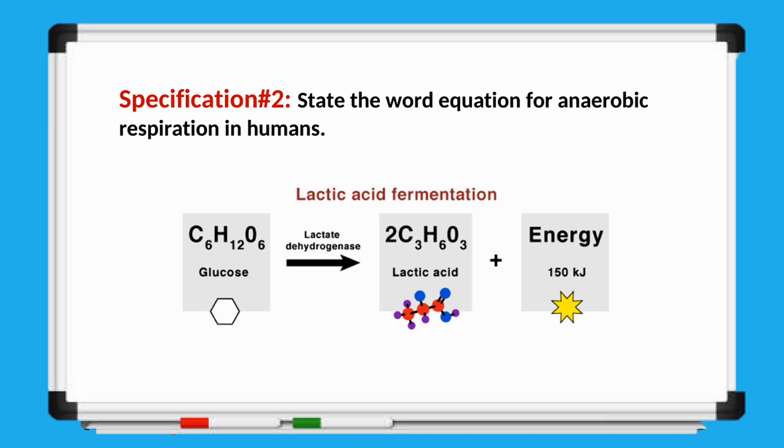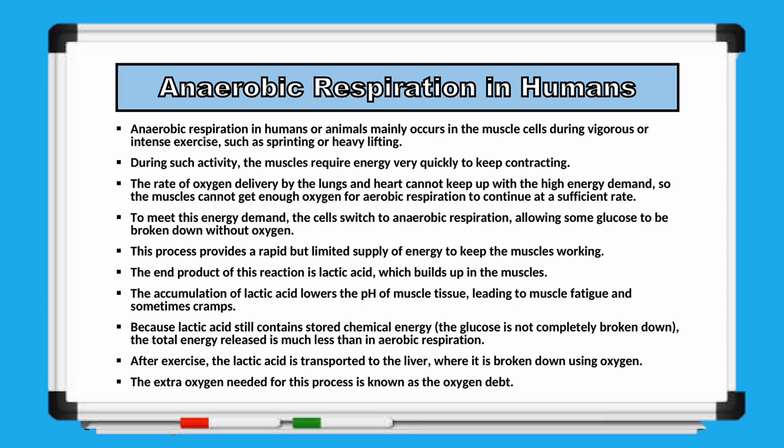It's that simple. The energy released is relatively small compared to when oxygen is used, but it's enough to keep our muscles working when oxygen is low. So, the anaerobic respiration in humans. This mainly happens in our muscle cells during really intense exercise, like sprinting or lifting heavy weights.